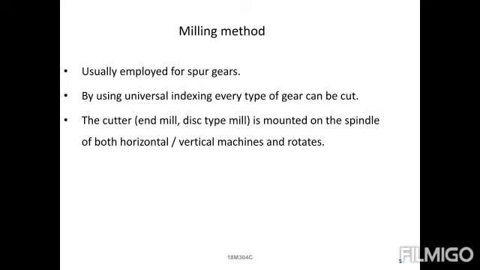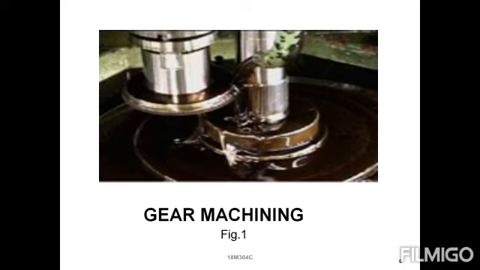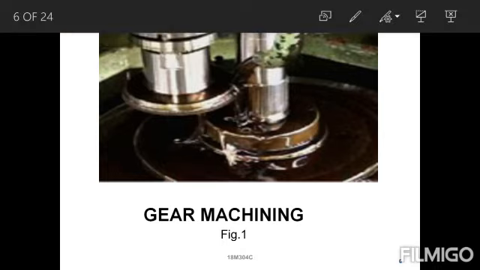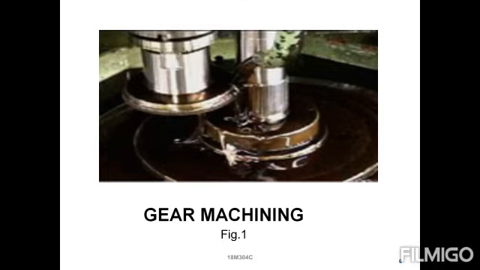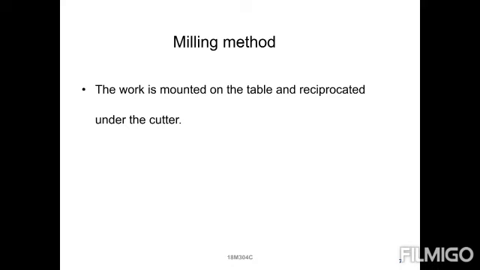The cutter is mounted on the spindle for both horizontal and vertical milling, and it rotates. This is the main method for manufacturing gears. These are the two machines used for the method. This is the gear milling method. Observe the machining method: the bottom one is the gear blank, and the top one is the cutter. With the help of the cutting tool, we can cut the gear teeth one by one.